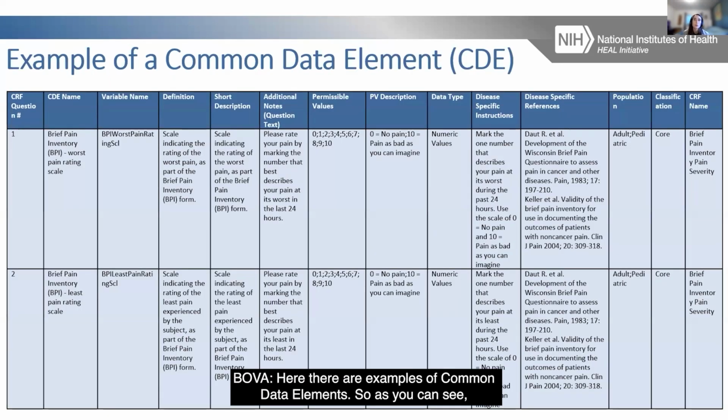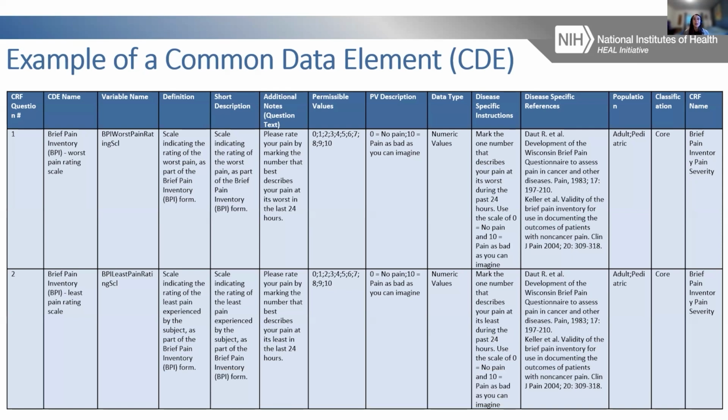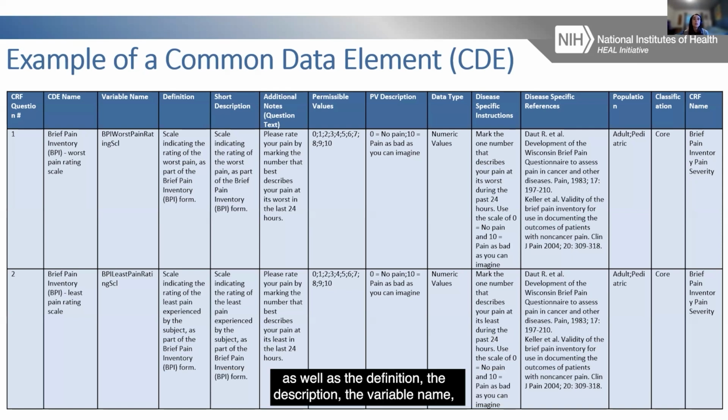Here, there are examples of common data elements. So as you can see, each CDE has a name that is pulled from the case report form, such as the Brief Pain Inventory, as well as the definition, the description, the variable name, and then the sets of permissible values. It's important to mention that all of these items must be standardized for each CDE to ensure data interoperability and comparability when the data is collected and then later uploaded to a repository.